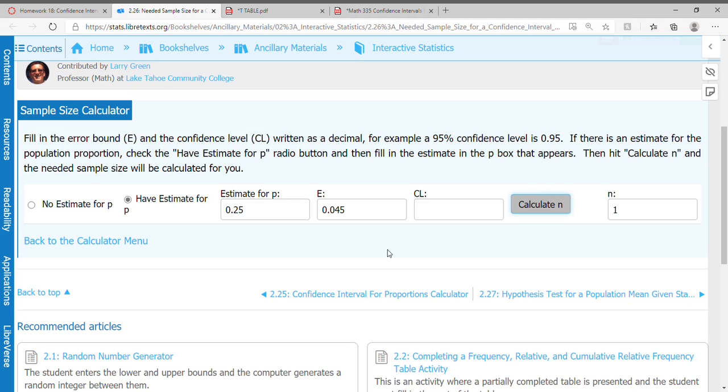Let's check our work. I'm going to the sample size calculator for a proportion. Let's put 0.25 for the prior estimate. Make sure you click that you do have an estimate. The margin of error is 0.045. And we're looking for a 99% confidence interval, so enter 0.99. Click calculate, and we get exactly the same answer, 615. That confirms we are correct.